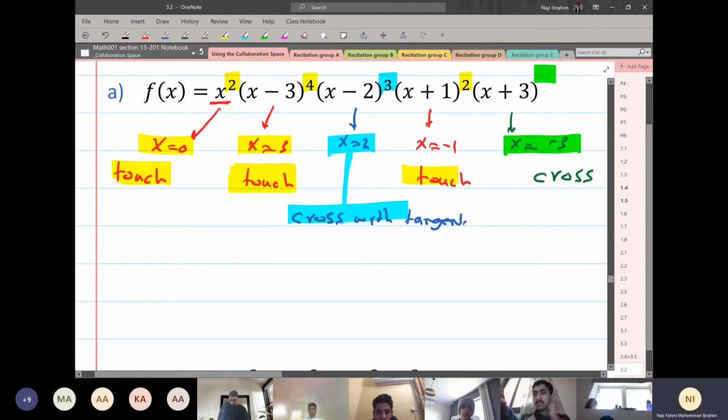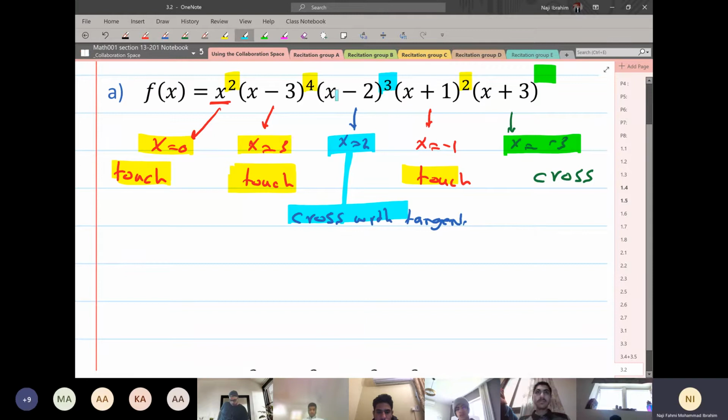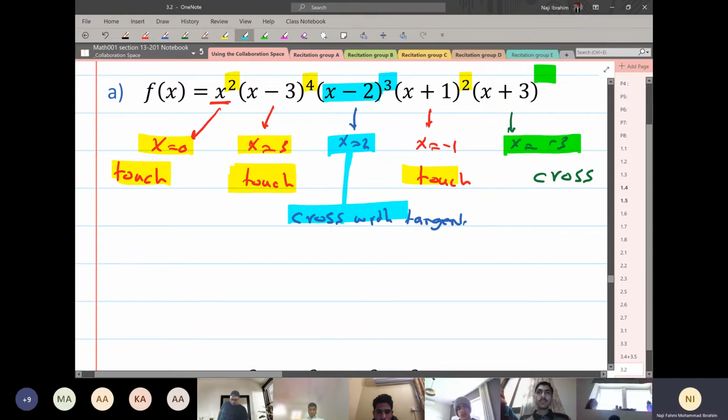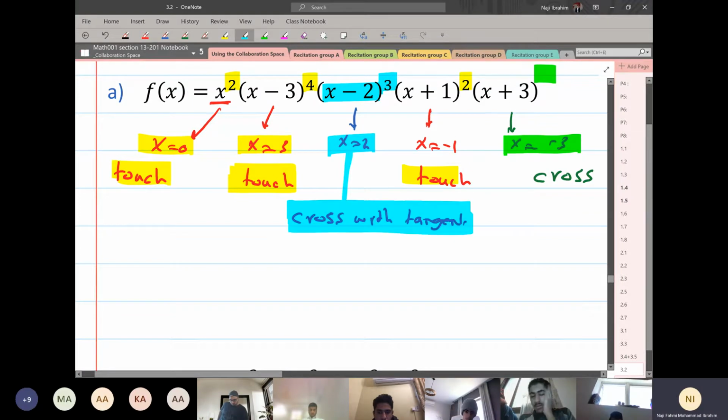In the third one, guys, what's the zero of the third? 2. And the power of that is 3. Since the power is odd, more than 1, it will make what? A cross with tangent.